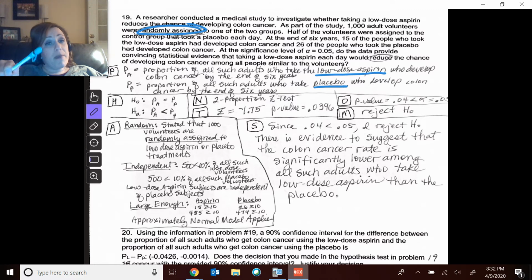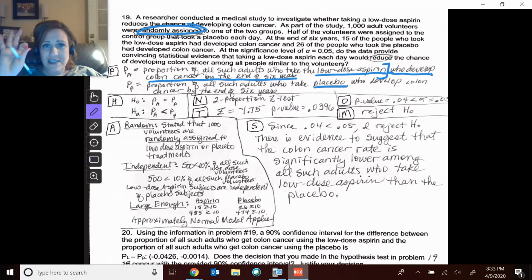But make sure in your parameters you said the P of A was the proportion of all such adults who take the low dose aspirin. If you stopped your description of your parameter right there, it's wrong. It's not just the proportion of adults who take low dose aspirin. It's the proportion of adults who take low dose aspirin who end up developing colon cancer by the end of 6 years. Okay? So you have to continue it out.